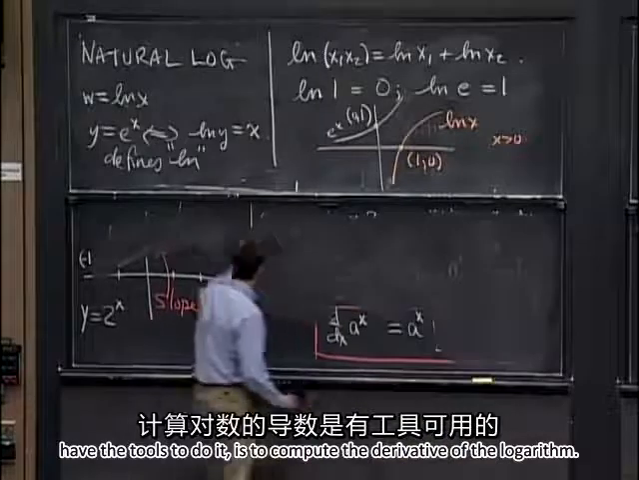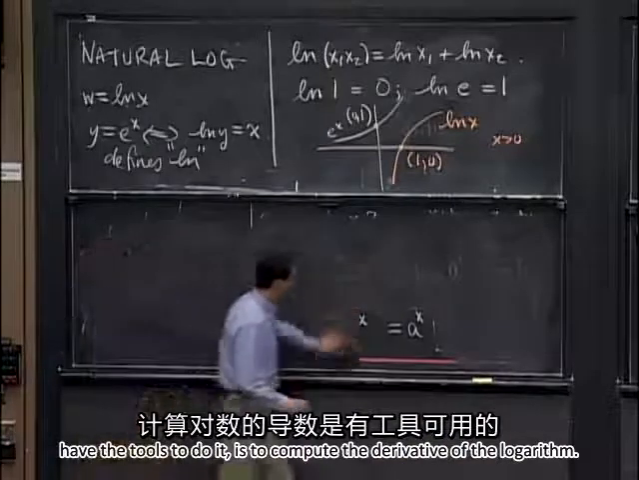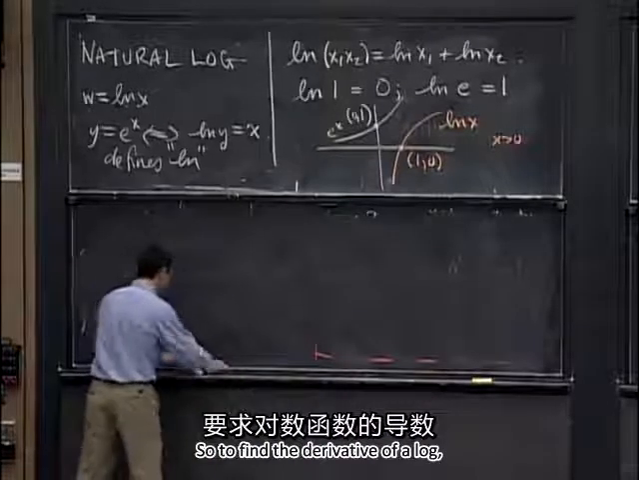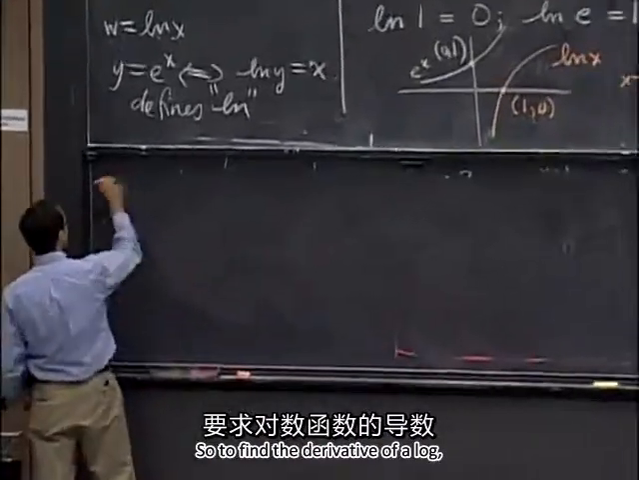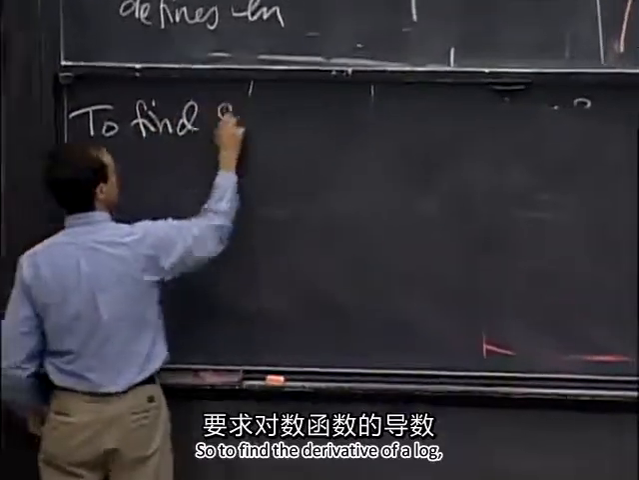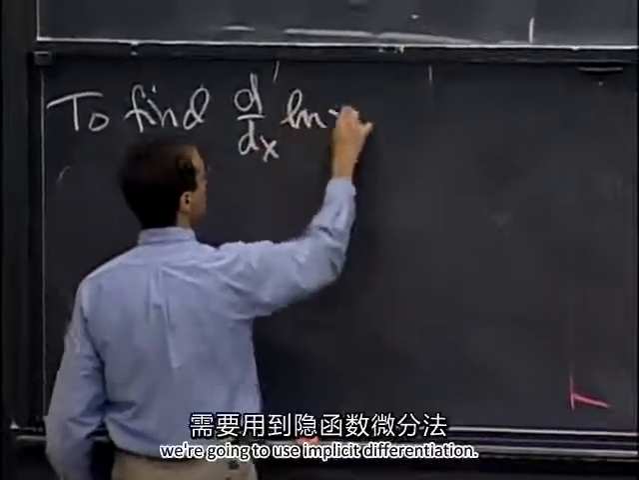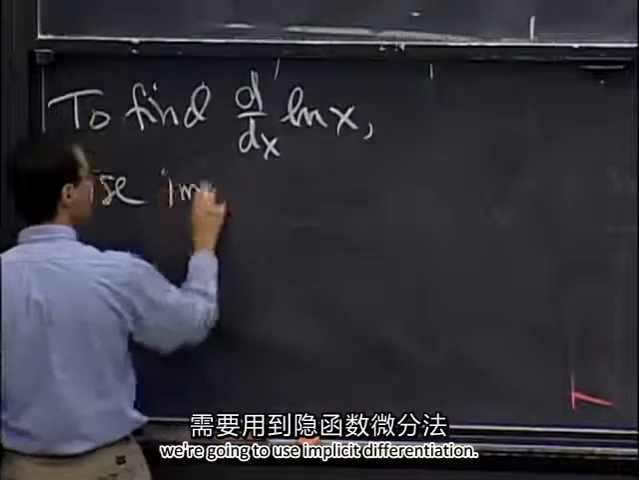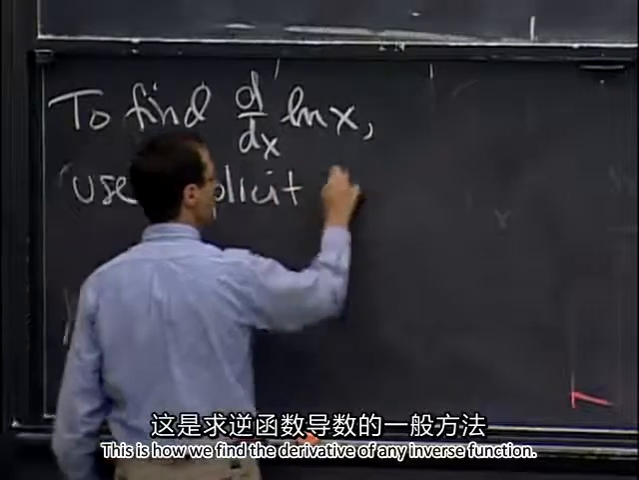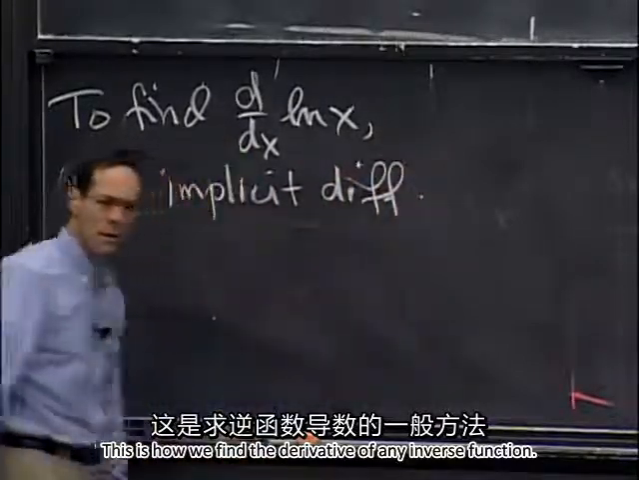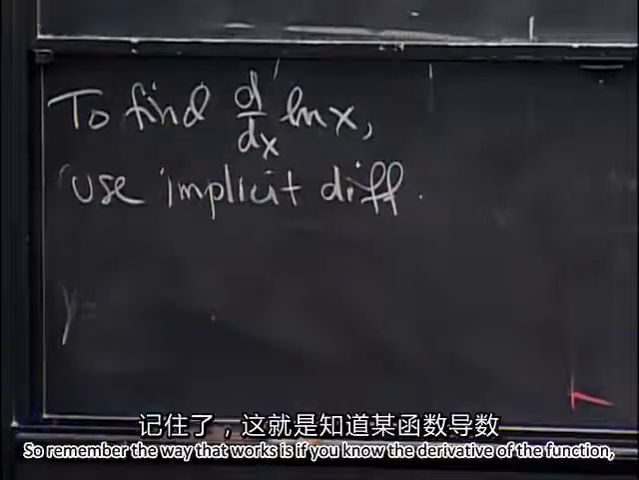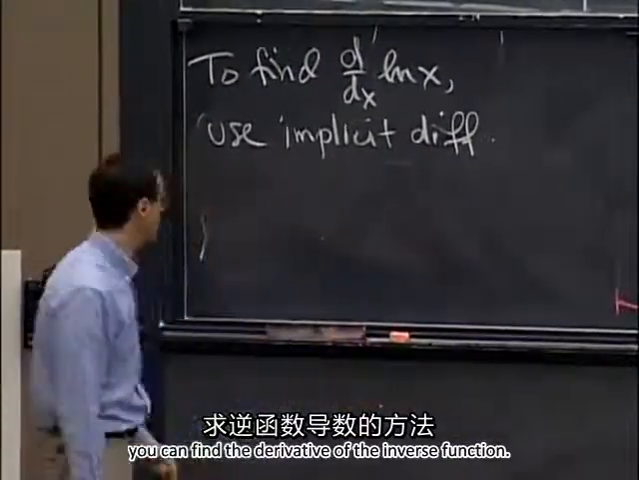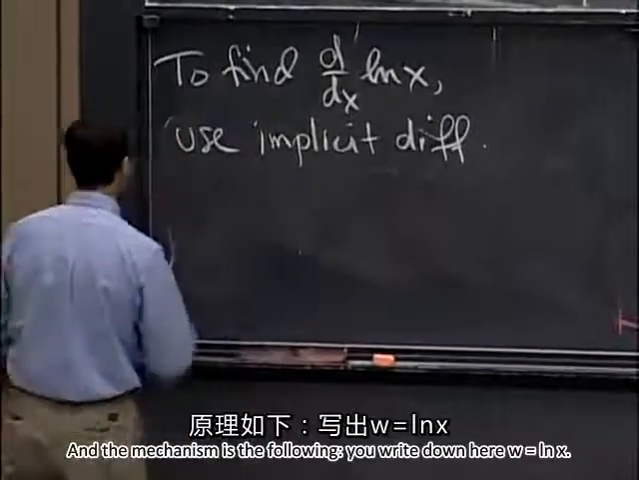And now, what we're allowed to do relatively easily, because we have the tools to do it, is to compute the derivative of the logarithm. To find the derivative of the log, we're going to use implicit differentiation. This is how we find the derivative of any inverse function. So remember, the way that works is if you know the derivative of the function, you can find the derivative of the inverse function. And the mechanism is the following.